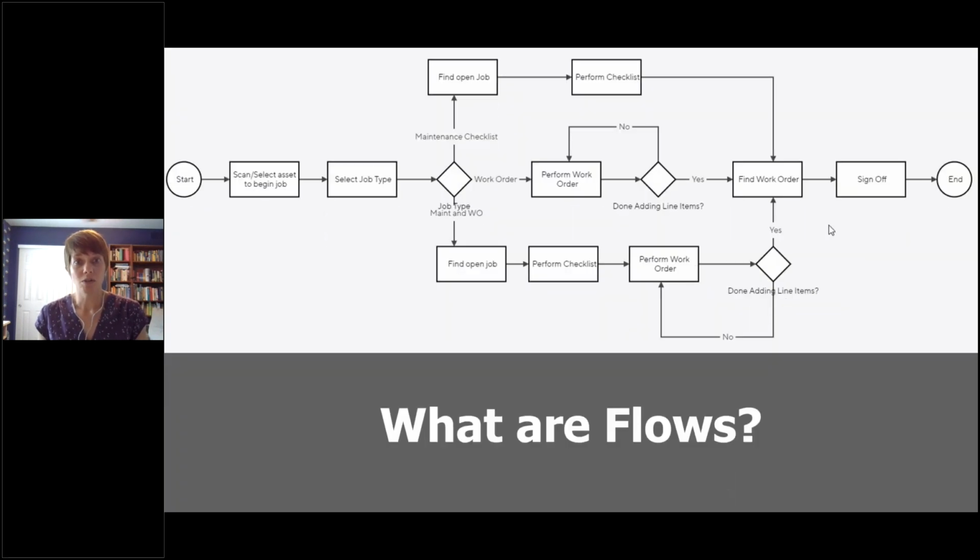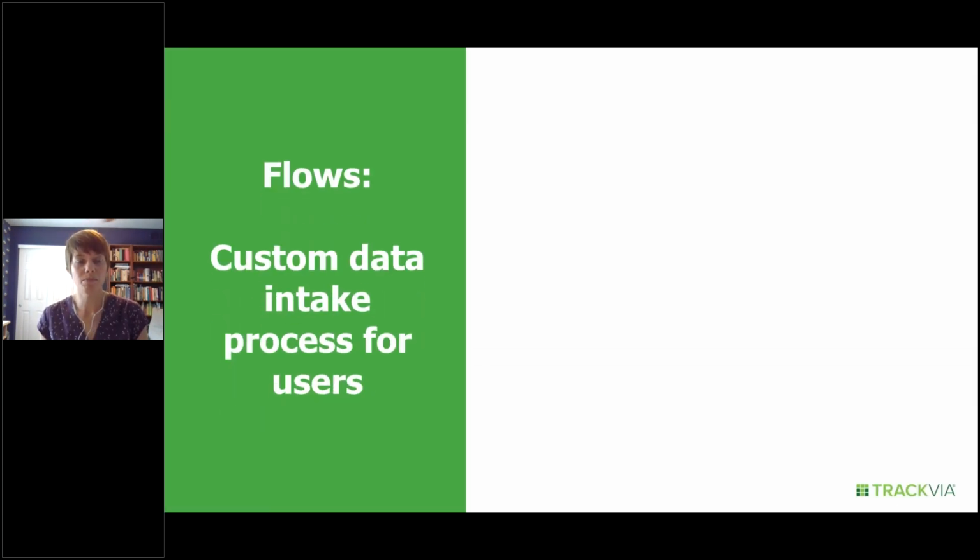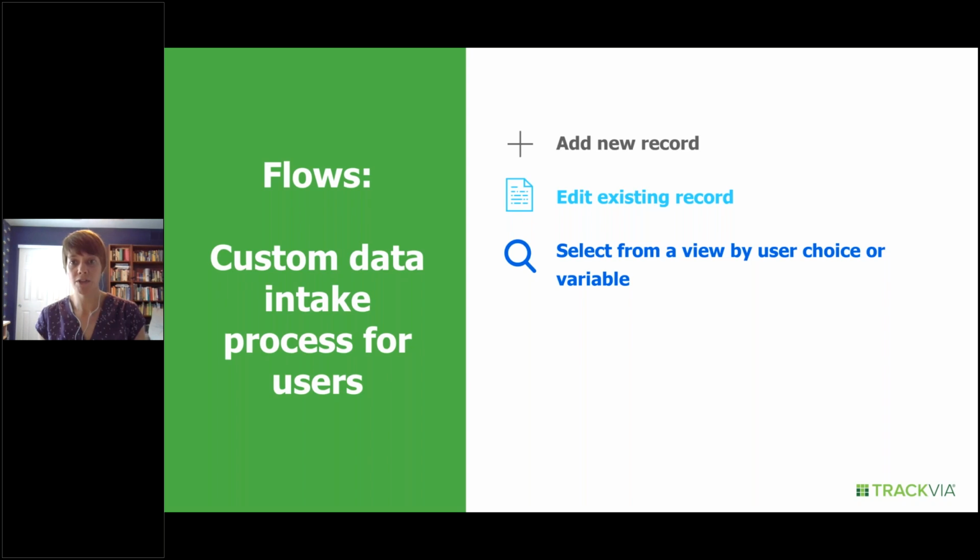So we'll start with that general definition. What are flows? And we will work our way up to talking through the example flow that you see here on the screen. The general definition of a flow is a custom data intake process for your users. Flows allow you a way to string together a series of forms and views for your end users. So they can add a new record, they can edit an existing record, they can select that existing record from a view, either just by choice, like selecting it from a grid view, or you can configure that to select based on a variable, which we'll explain later.